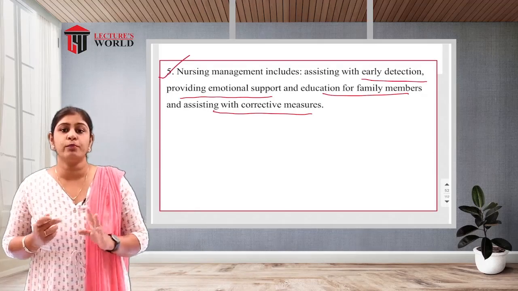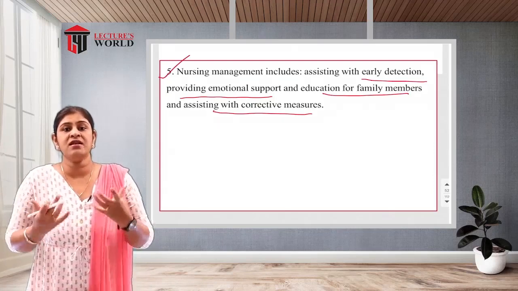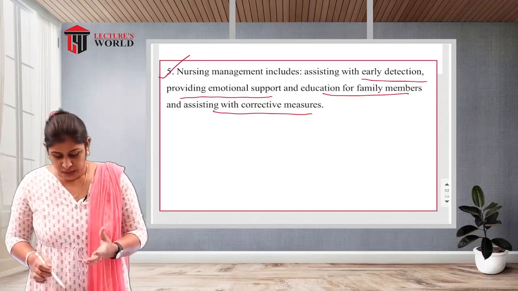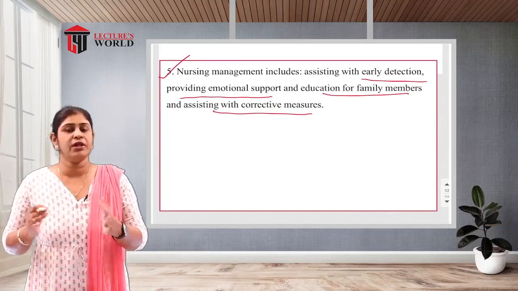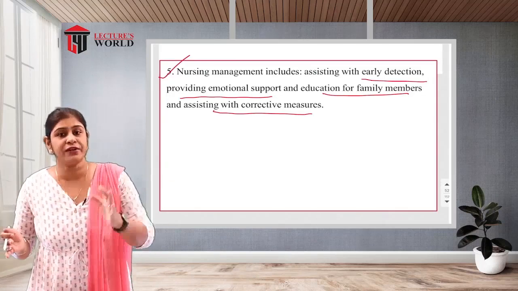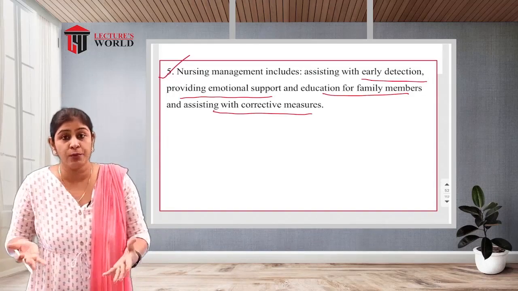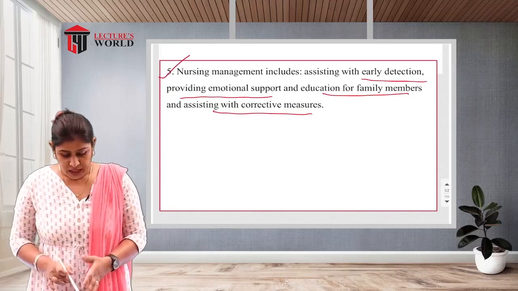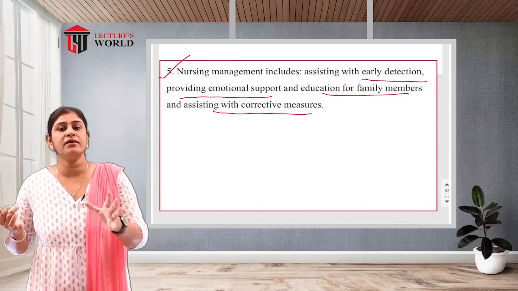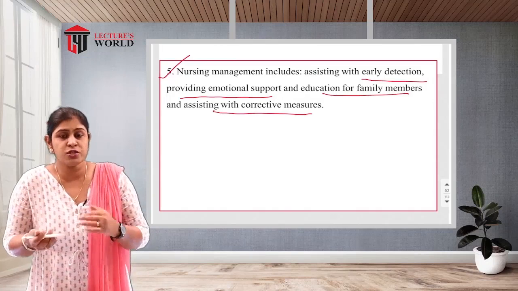Providing emotional support refers to approaching the client in a warm and concerned way. Then education for family members: proper education should be given to them regarding the diagnosis, what kind of disease it is, whether these defects can be cured, and what supports we can provide to the clients as well as to children. Assisting with corrective measures means what corrective measures are required after the diagnosis of a particular disease.